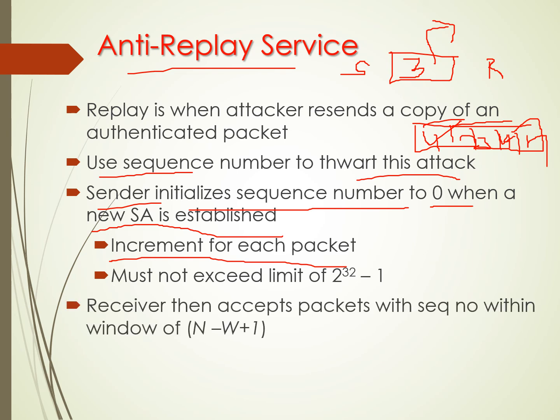The receiver then accepts a packet with a sequence number within the window. What is the window size? That is n minus w plus 1. This is what the anti-replay service does. W is the window size, and about n we'll see later, in the next slide.